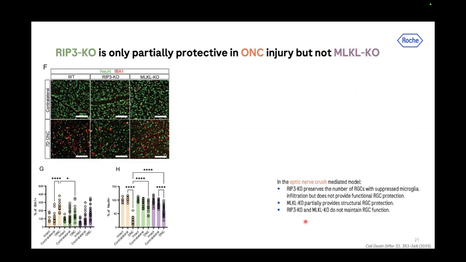Then how about the optic nerve crush model? We tested RIP3 knockout and MLKL knockout mice in this optic nerve crush. Both knockout lines exhibit a neuroprotective effect, showing a higher number of NeuN positive RGC compared to wild type following optic nerve crush injury. But only RIP3 knockout mice show reduced microglial infiltration compared to wild type. Quantification in panels G to H supports this observation, indicating reduced inflammation and also neuronal loss in RIP3 knockout mice under optic nerve crush injury.